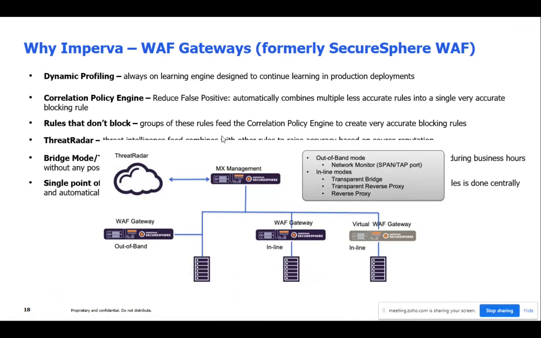We have one management server which communicates to my Threat Radar. Then I have WAF gateways, which can be configured in different methods. You can see it's inline mode, or maybe out-of-band mode, that's a sniffing mode. We can also configure in transparent bridge, reverse proxy, and of course transparent reverse proxy as well.